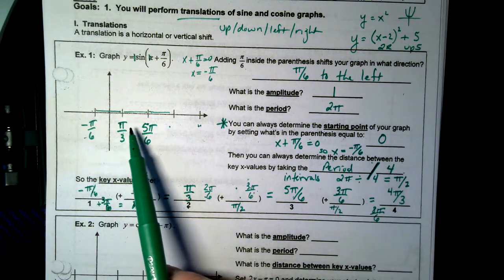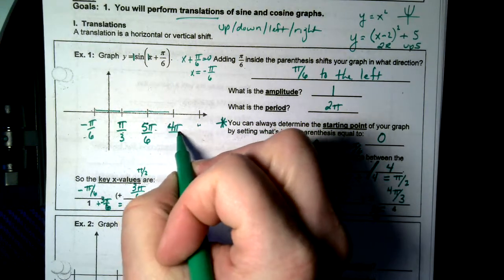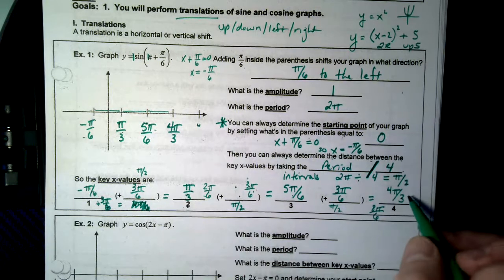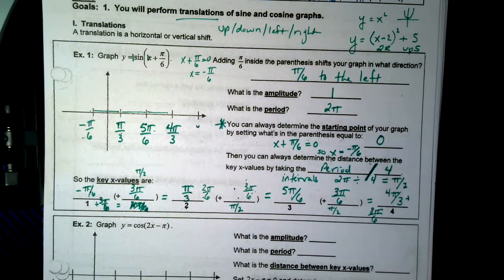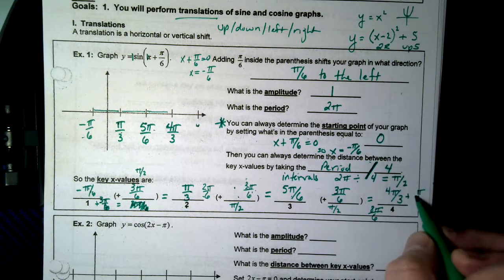We're at pi over 3. We're at 5 pi over 6. We're then at 4 pi over 3. You know what? It's like they ran out of room here. You need the ending point here. And then you're going to add one more. We're going to add another pi over 2.